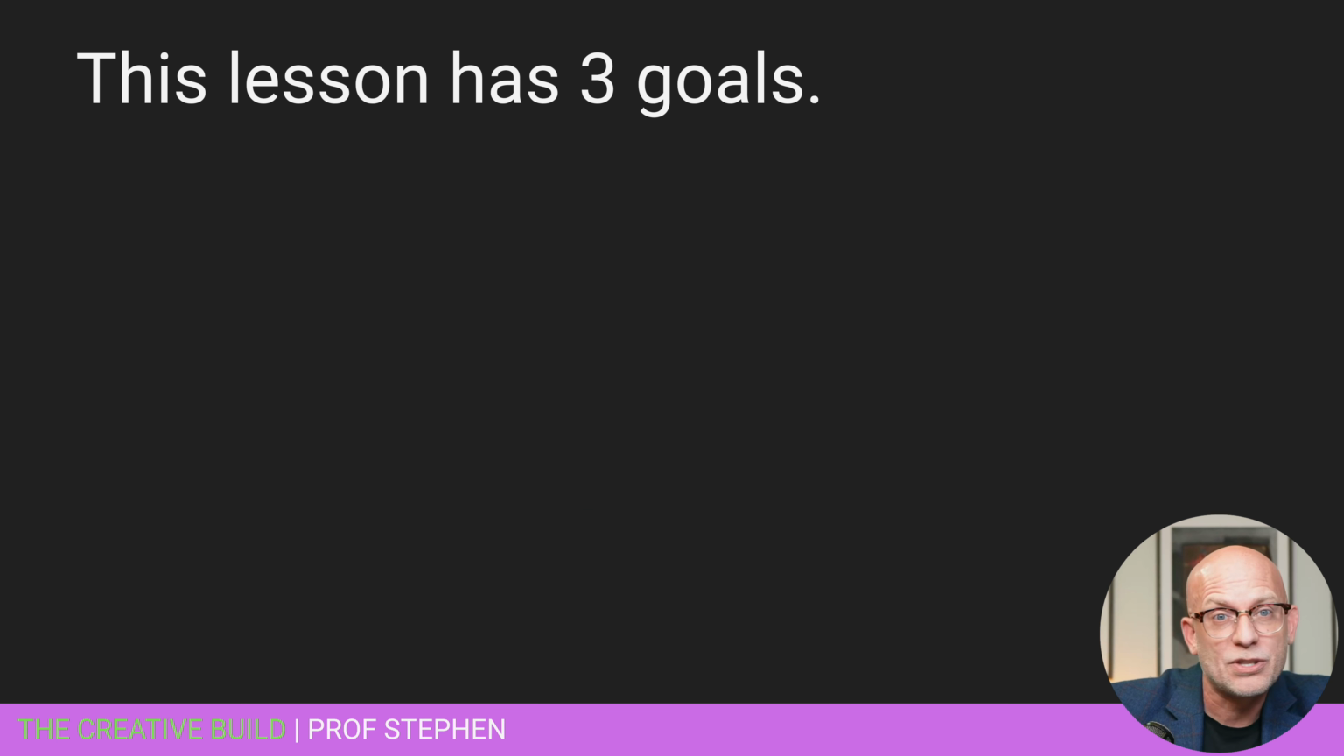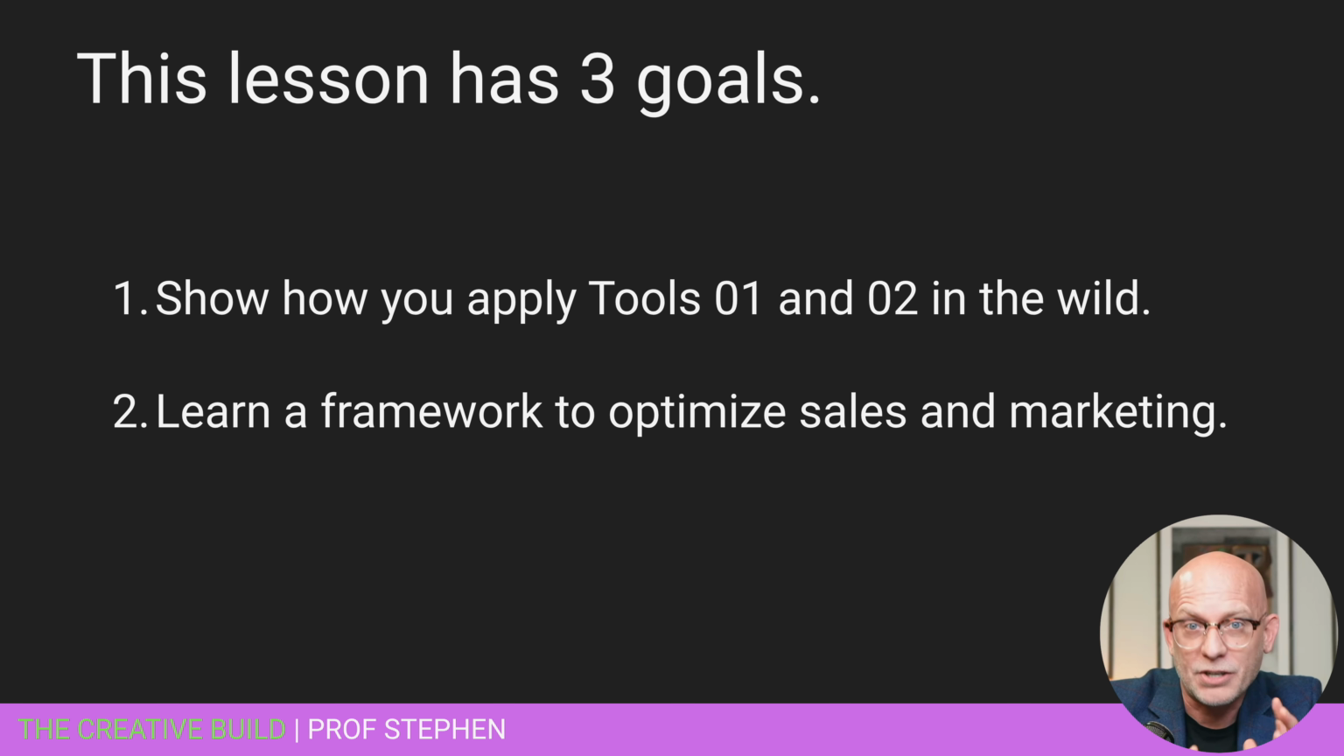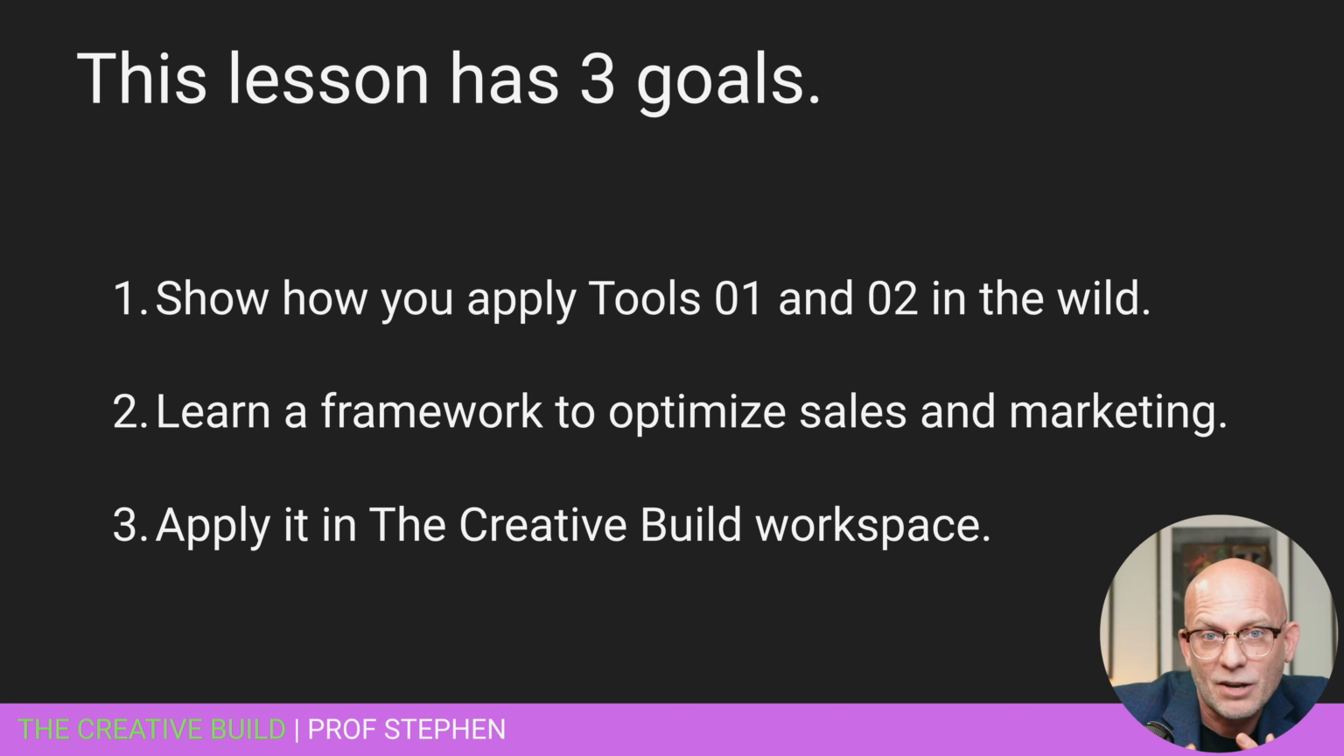So this lesson has 3 goals. First, I'm going to show you how to apply tools 1 and 2 in the wild, because good marketing and sales isn't just about showing up where your buyers are. It's about connecting with them on shared experiences, shared mission, and shared values, the things that you described about yourself in your artist story in Tool 1. After that, you're going to learn a framework to optimize sales and marketing, to get started with it, and to get better at it over time. And then finally, I'll show you how to apply all of that in the Creative Build workspace.